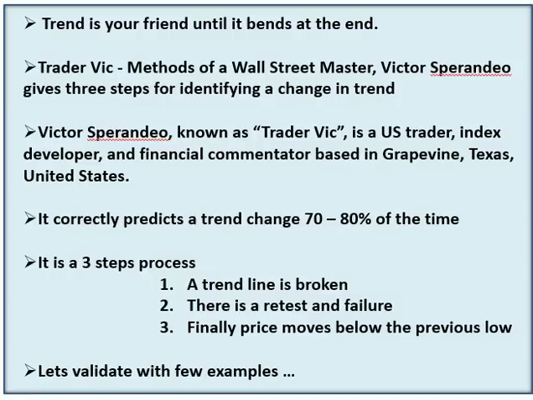So first, a trend line is broken. That means an underlying asset class was following a trend, and anybody can draw a trend line which has broken. That's the first criteria. Second, there is a retest of price and subsequent failure corresponding to that retracement. And finally, price moves below the previous low while it broke the trend line.